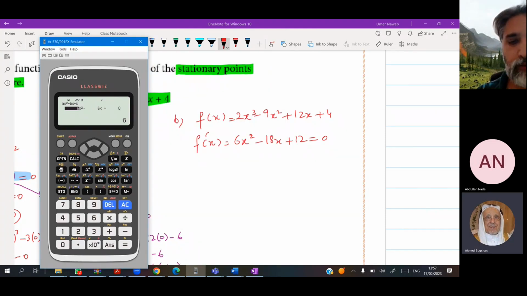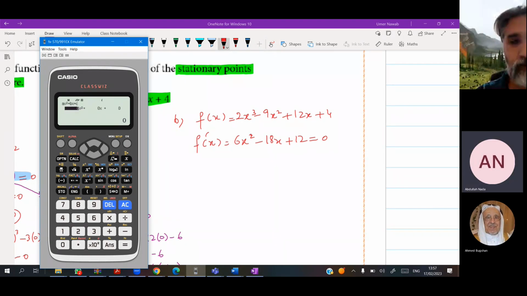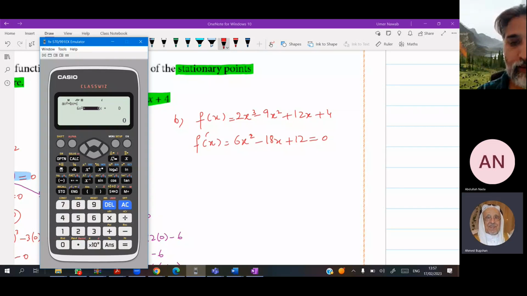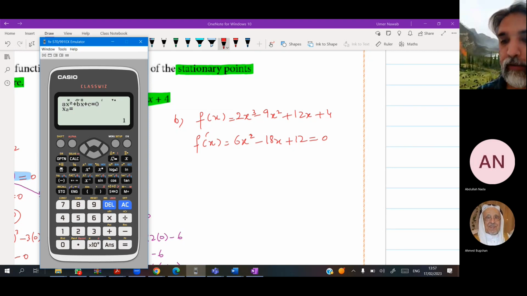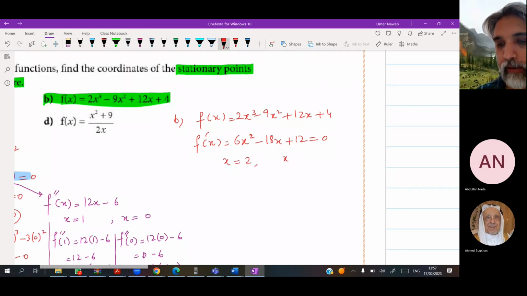Then we solve it as quadratic. Yes, absolutely right. So enter 6, enter minus 18, enter 12. We get the two answers, 2 and 1. x is equal to 2, x is equal to 1.